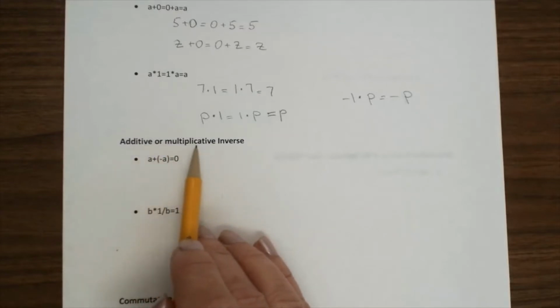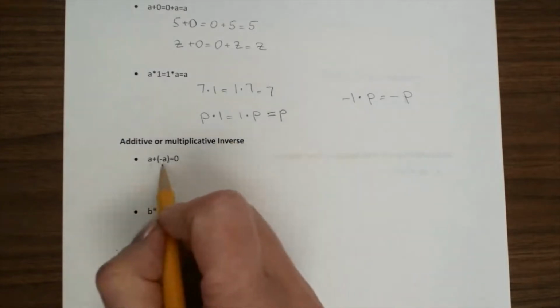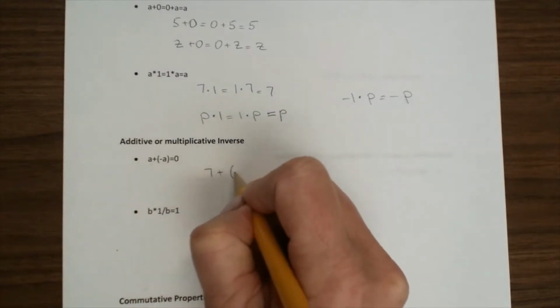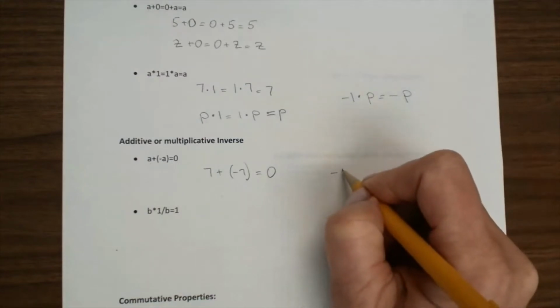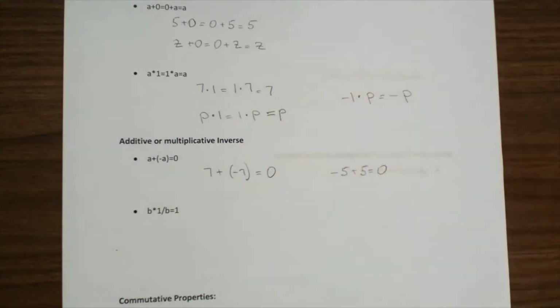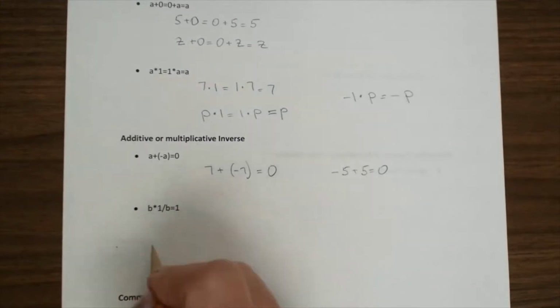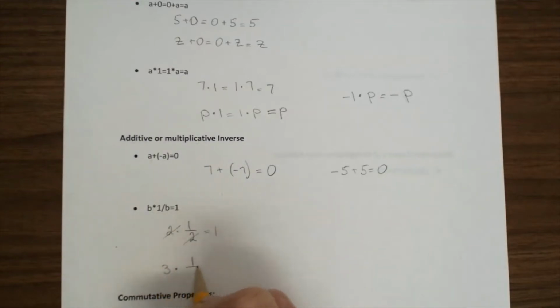Additive or multiplicative inverse. So again, we had this before we took test 2. A plus -a is equal to 0. Remember, we had 7 plus -7 will give you 0, or -5 plus 5 will give you 0. B times 1 over b is equal to 1. We had this before too. For example, 2 times 1 over 2, 2 and 2 will cancel out, and it will be 1. 3 times 1 over 3, again, 3 and 3 will cancel out, and it will be 1 again.